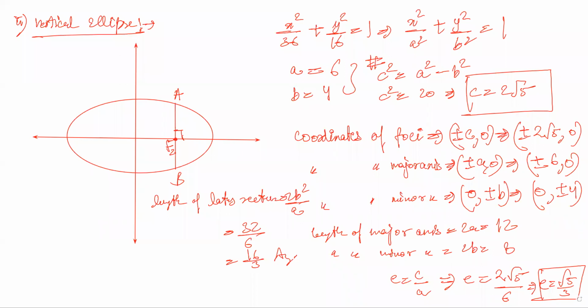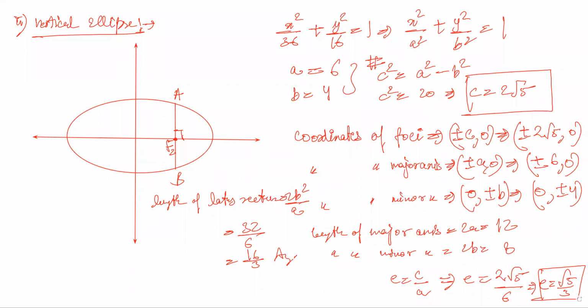Correct, vertical. What's the value of a? It'll be plus or minus 6, sorry. Yes, and what's the value of b? Plus or minus 2. Yes. Then what will be the value for c? 4 root 2. What's the value of e, eccentricity? 4 root 2 by 6. Then you can simplify it as 2 root 2 by 3.